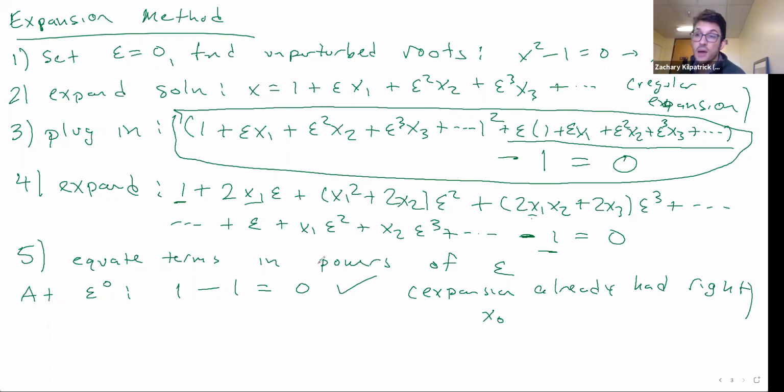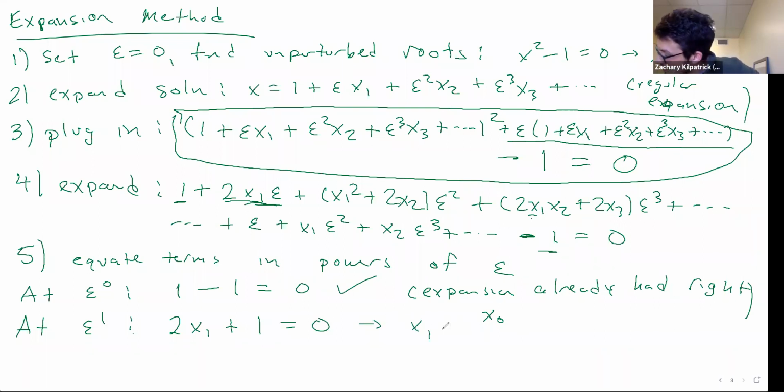You see x1 popping up here. So we're going to hope that at next order, we get an equation specifying x1. Do we? Let's see. At power epsilon to the 1, we get 2x1 times epsilon, but I'm just going to drop the epsilon because everything has an epsilon in front of it. And then I have an epsilon here, so plus 1 times epsilon. And that's all my epsilon terms equals 0. Well, I can solve this, and I get x1 is equal to minus 1/2.